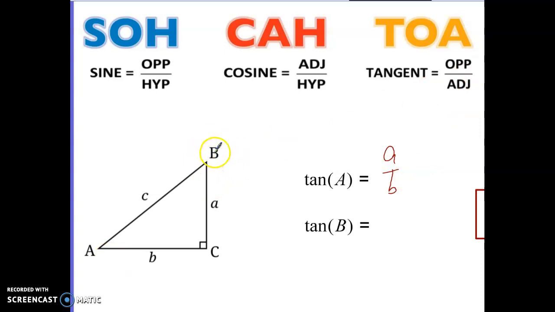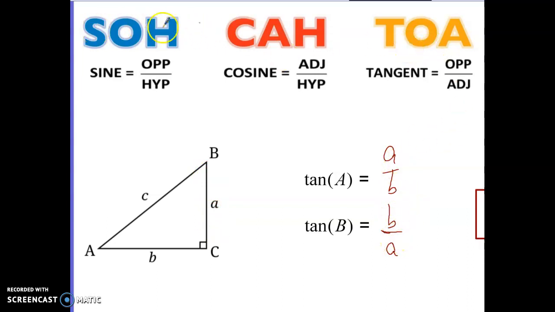All right, now let's do B. Opposite over adjacent for tangent. So opposite is across from, which is going to be B. And adjacent, which is next to but not the hypotenuse, that's this one. So that's going to be A. So there's the tangent of A and the tangent of B.